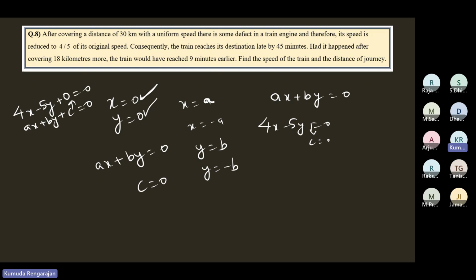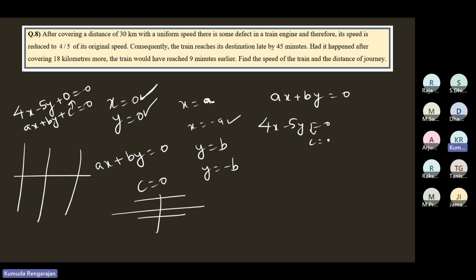X is equal to minus a is the equation of a line parallel to the y-axis at a distance of a units to the left of the y-axis. With respect to the y-axis, we have right and left. With respect to the x-axis, we have above and below. Above is positive, below is negative. With respect to the y-axis, the right side is positive, the left side is negative.